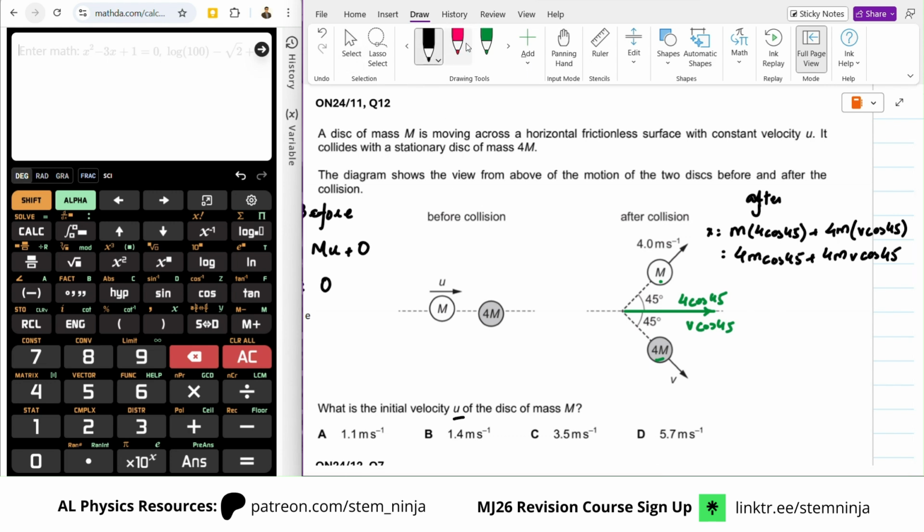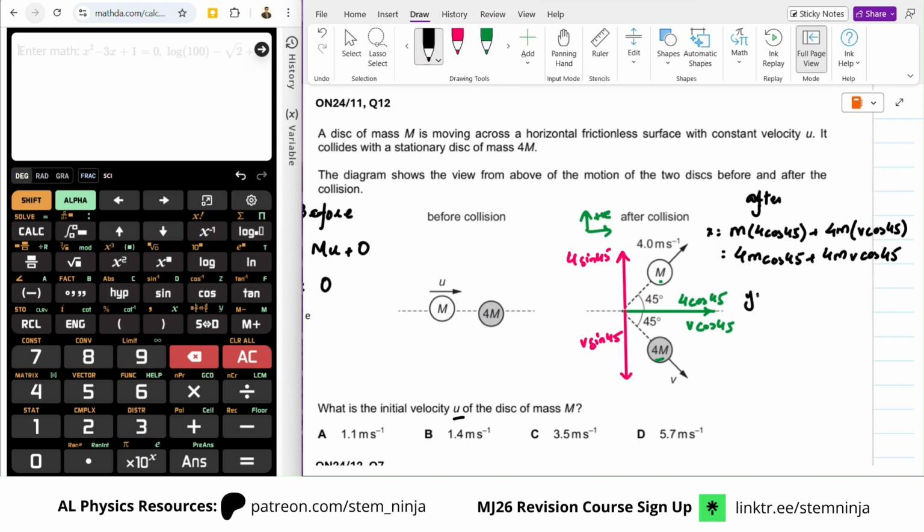Now, perpendicular to the motion, this is going to be 4 sine 45 meters per second, and this is v sine 45, but it's going to be considered opposite to the positive direction. We are considering this to be positive and this to be positive.